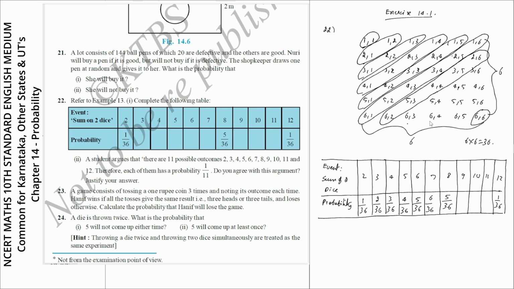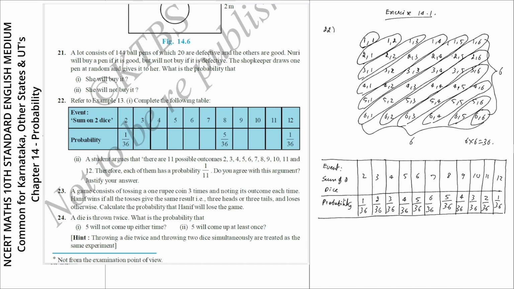Now what about 9? The probability of getting 9 is here: 1, 2, 3, 4. There are 4 outcomes. Therefore 4 by 36 is the probability of getting 9. The probability of getting 10 is this. Three outcomes are there, so 3 by 36. And the probability of getting 11 is 2 by 36.